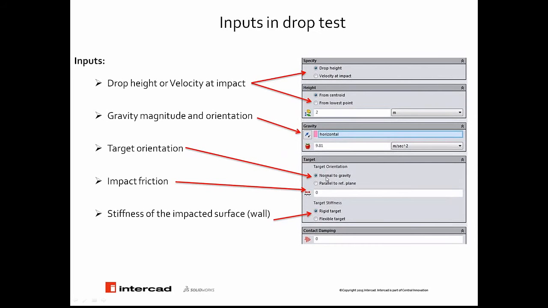So either it could be normal to gravity or parallel to the reference plane. Friction is what you can include, and at the end you are going to introduce the stiffness of the impacted surface or wall. So either it's a rigid or a flexible target, and you would like to enter the axial and tangential values of flexibility.